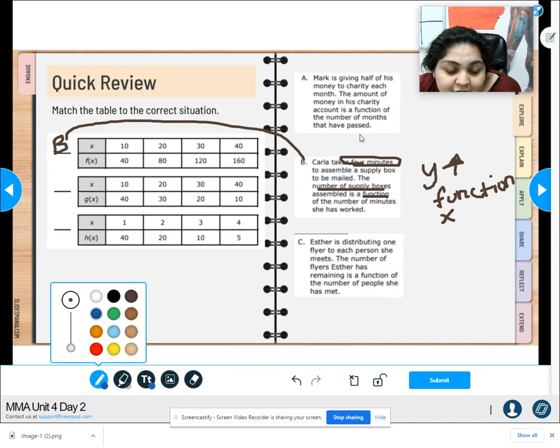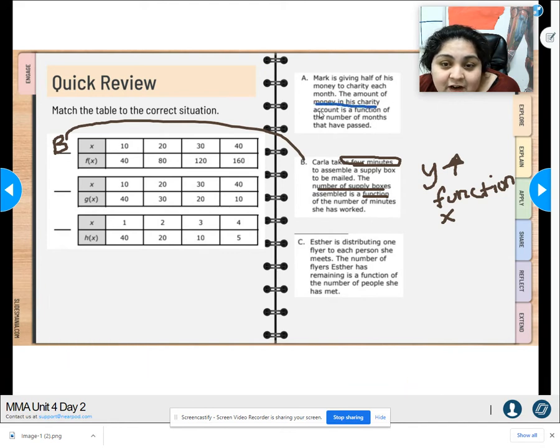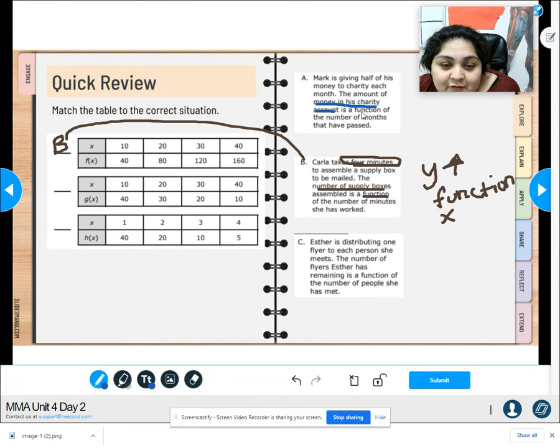Let's change color. And let's think about these again. Mark is giving half of his money to charity each month. The amount of money in his charity account is a function of the number of months. So this is his charity account. So he's giving half of his money all the time. None of these are going in half. Okay.